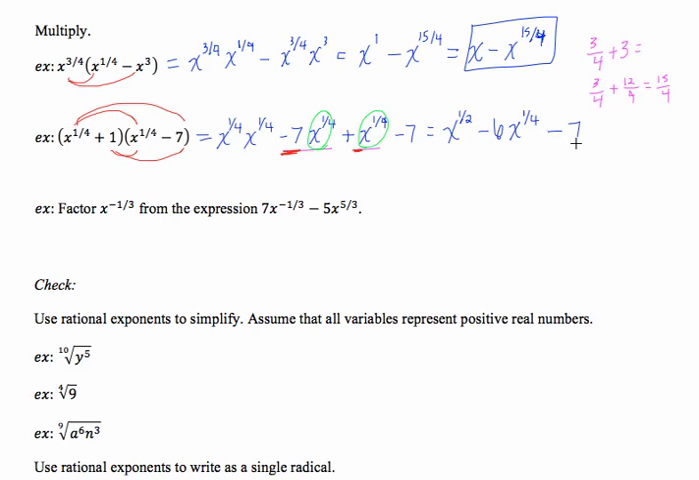And then we have that minus 7 hanging off the end. And you could leave it like that, or you could rewrite it in terms of radicals and write this as the square root of x minus 6 times the 4th root of x minus 7.